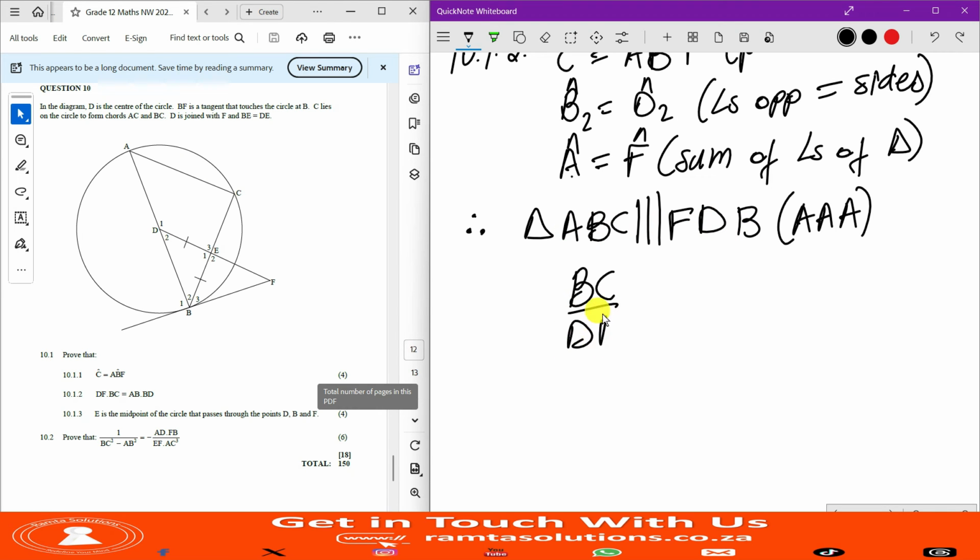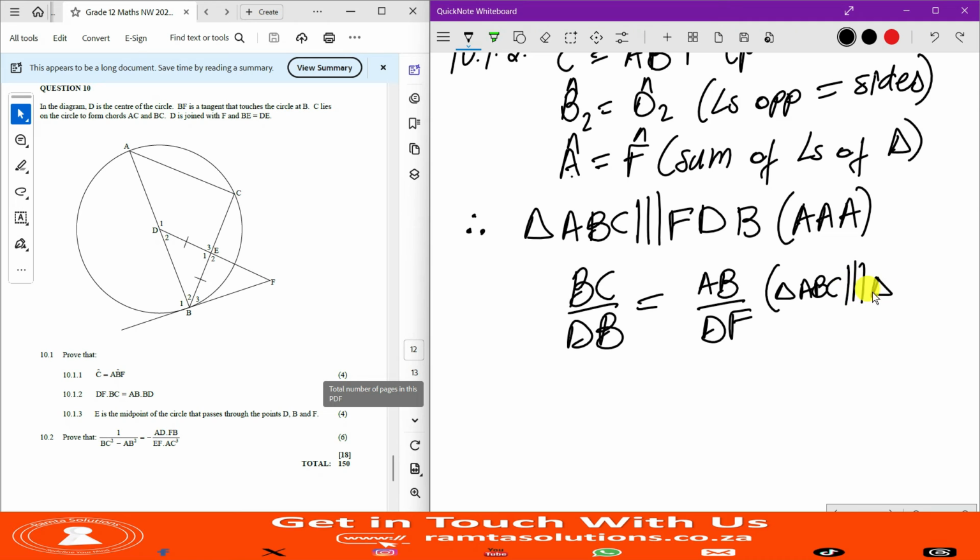Okay, corresponds with DB. And then I also see AB. So AB is from this triangle ABC. AB corresponds with DF. Why do we say this? Because we said triangle ABC is similar to triangle FDB. Okay, cross multiplying throughout, we will have DF times BC equals AB times DB. Happy? And this is how we do it.